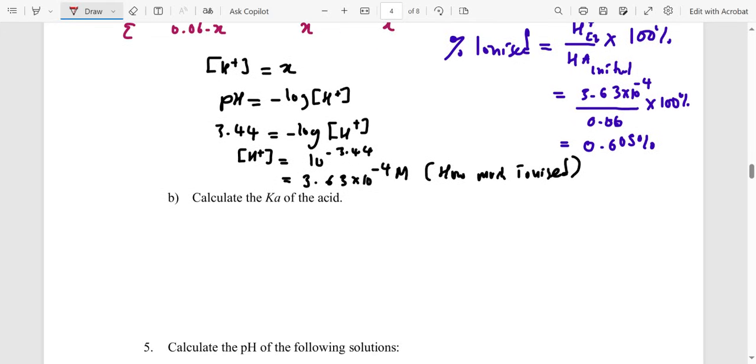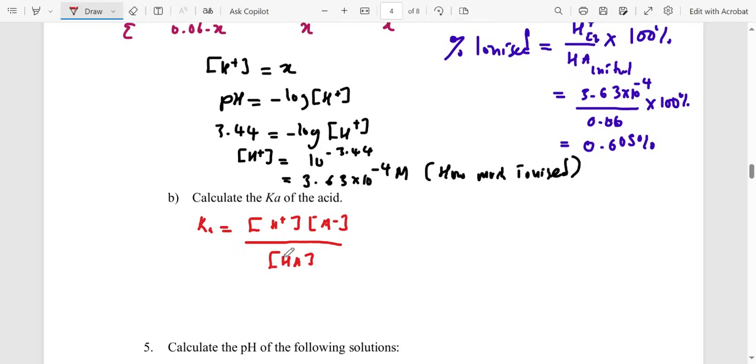Okay. So the second part is saying we find the Ka. Now remember, Ka is given as the concentration of the products. Remember, for this question, on the product side we had H plus, we also had the A minus, and then on the reactant side we had HA.